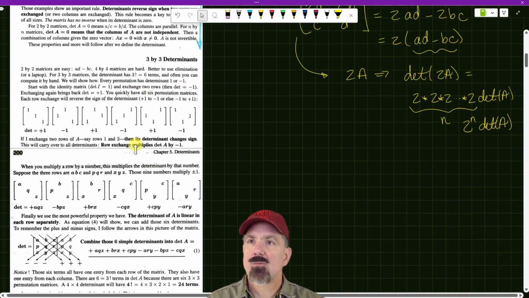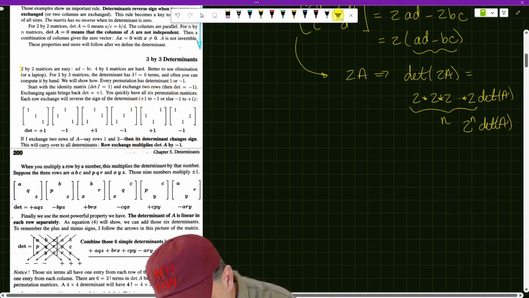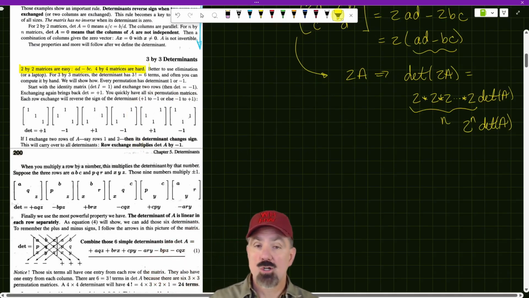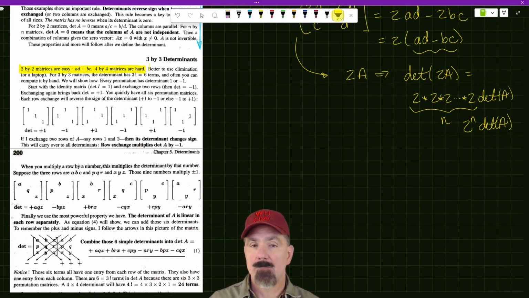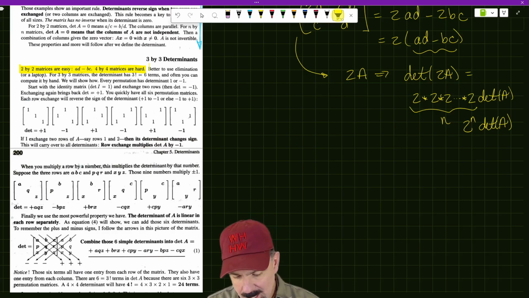Let's take a look at the 3x3 determinants and the example. Again, he makes a very insightful comment right here: 2x2 matrices are easy, 4x4 or larger matrices are generally hard. We're not going to do those by hand. So what lives in the middle are the 3x3s. There's a lot of insight to be gained by understanding how the 3x3 determinants work, and we'll do a little bit with that, and let's proceed right now.